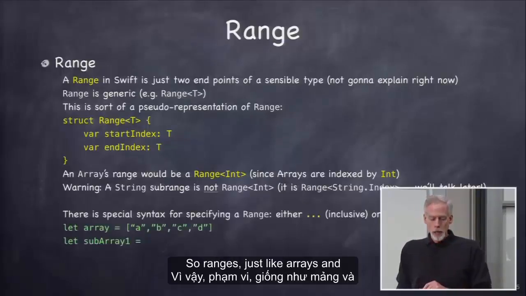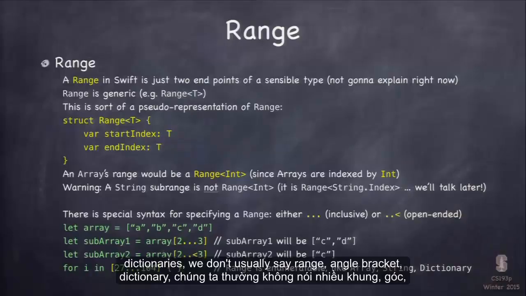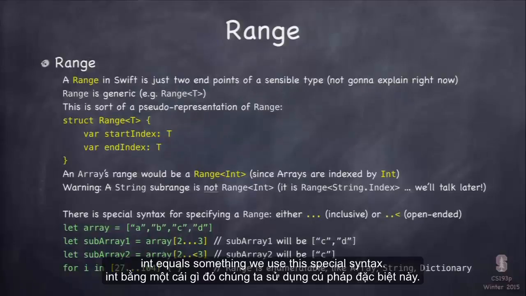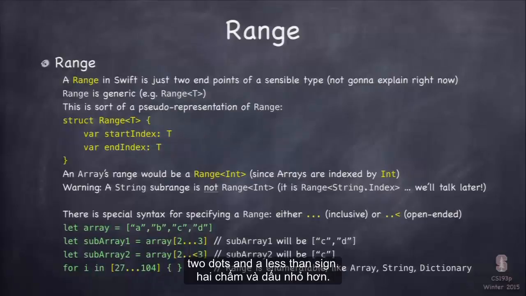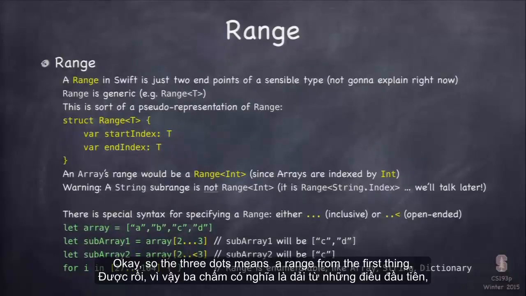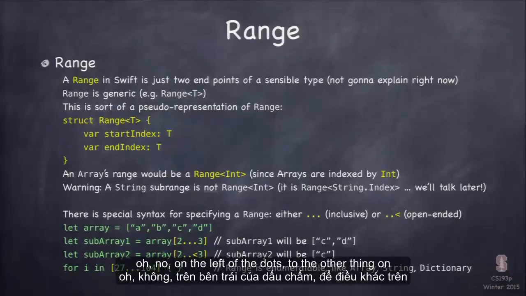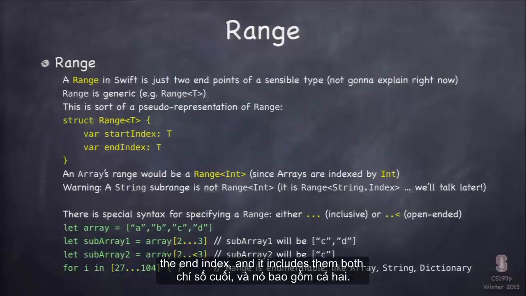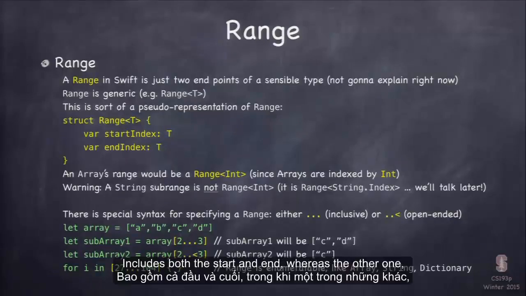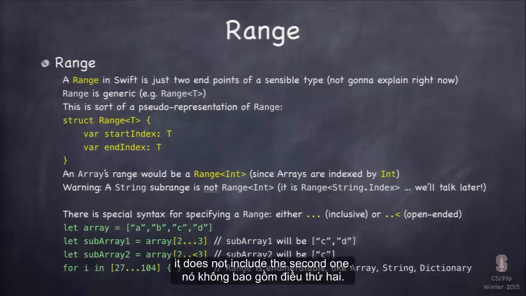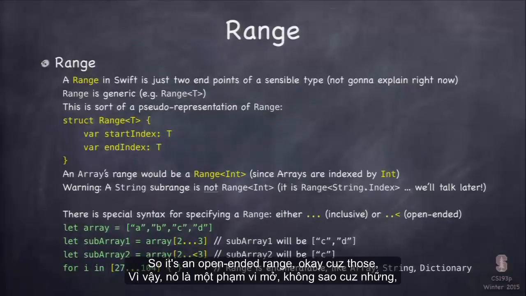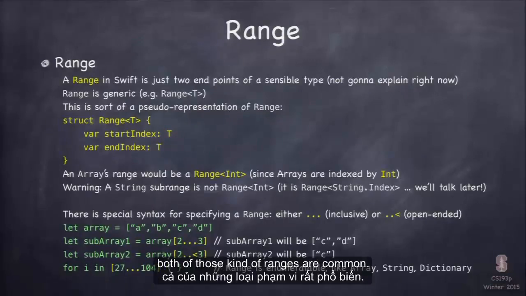Okay? So ranges, just like arrays and dictionaries, we don't usually say range angle bracket int equals something. We use a special syntax, and the special syntax is 3 dots or 2 dots and a less than sign. The 3 dots means a range from the first thing on the left of the dots to the other thing on the right of the dots. That's the start index and the end index, and it includes both the start and end. Whereas the other one, 2 dots and less than, means it includes the first one, but it does not include the second one. So it's an open-ended range. Both of those kinds of ranges are common.